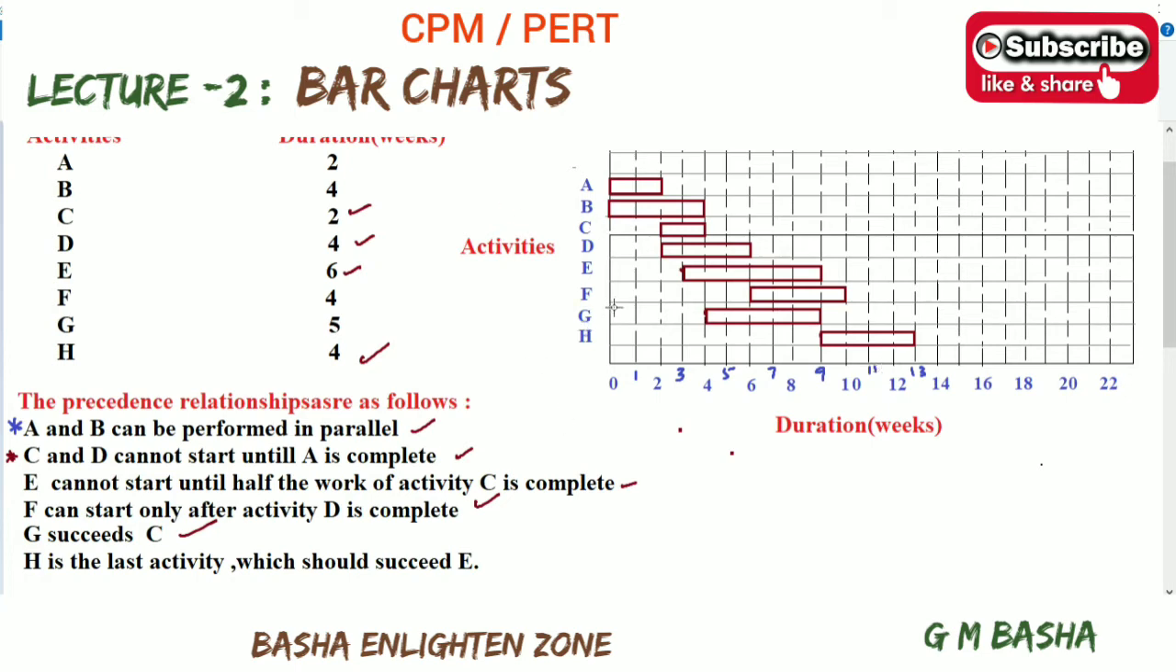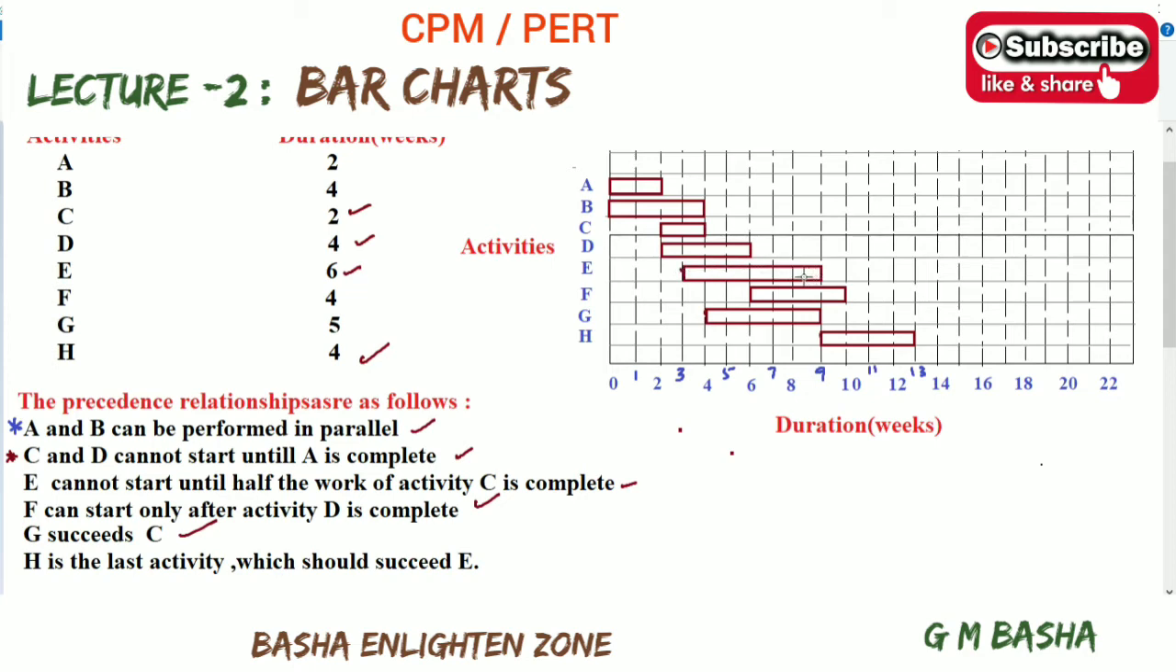See once again what steps we have to follow. A can be completed within 2 weeks. B starts parallelly along with A and is completed in 4 weeks. Then C follows A, so after completion of A, C starts, around 2 weeks, and D also follows A, so after A is completed D starts, around 4 weeks, 1, 2, 3, 4. And E cannot start until half of C is completed, so we take it from the center of C, and the duration of E will be 6 weeks, 1, 2, 3, 4, 5, 6.